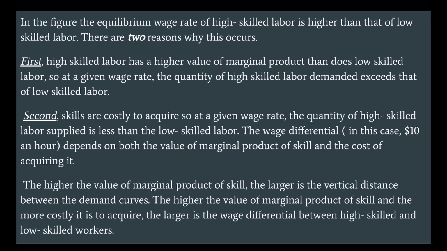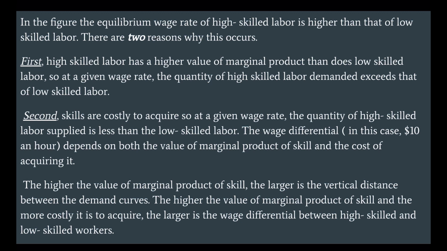There are two reasons why this occurs. First, high-skilled labor has a higher value of marginal product than does low-skilled labor. So at a given wage rate, the quantity of high-skilled labor demanded exceeds that of low-skilled labor. Second, skills are costly to acquire, so at a given wage rate, the quantity of high-skilled labor supplied is less than that of low-skilled labor. The wage differential, in this case $10 an hour, depends on both the value of marginal product of skill and the cost of acquiring it. The higher the value of marginal product of skill, the larger is the vertical distance between the demand curves.